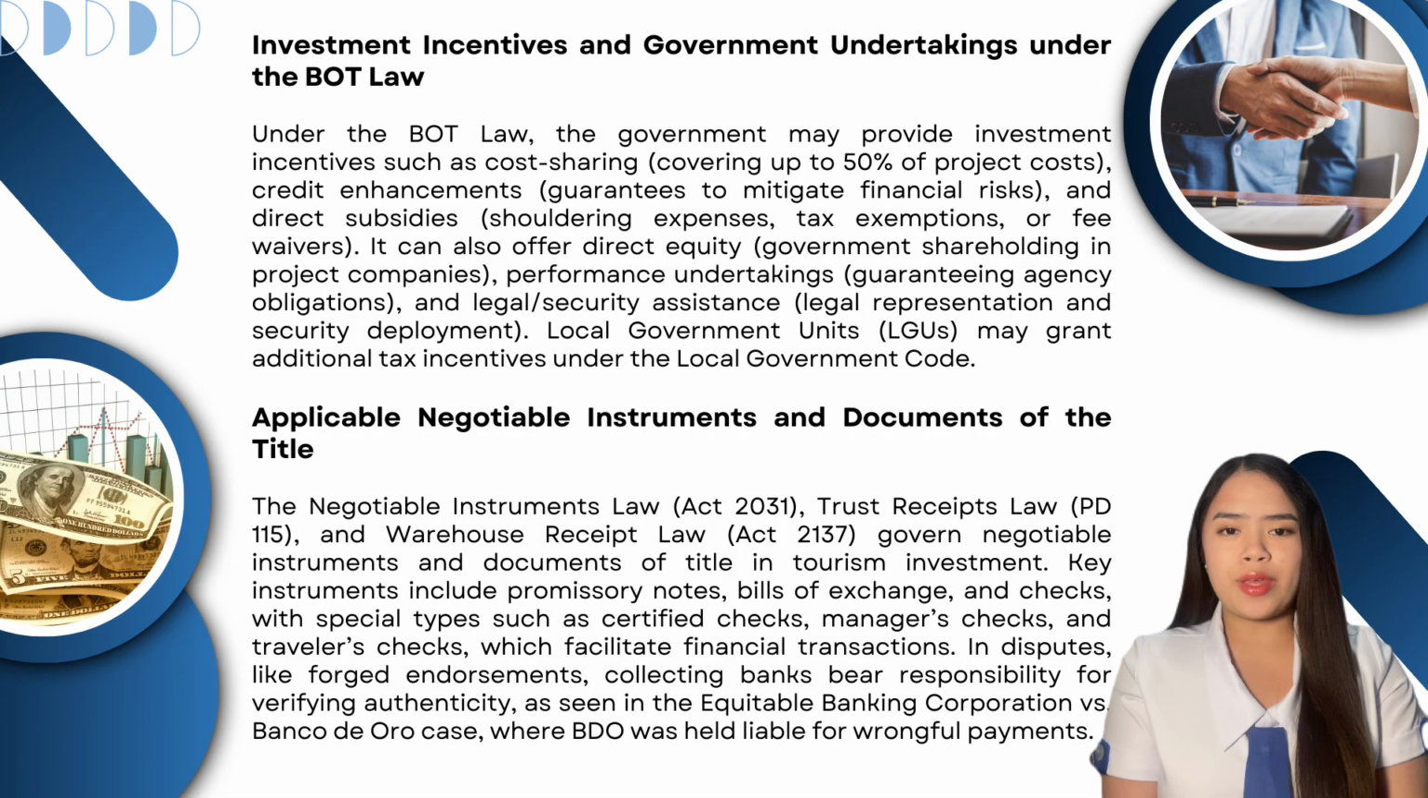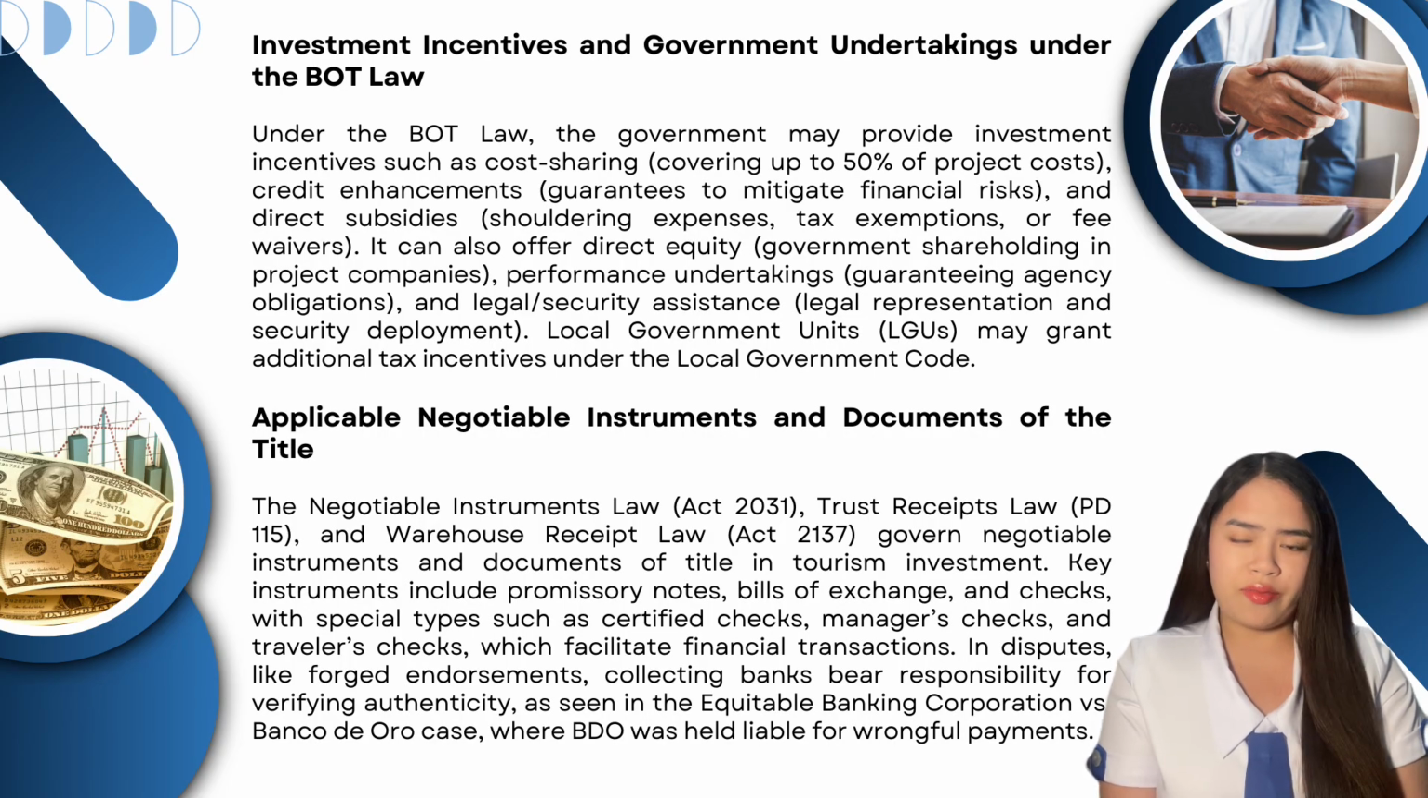Investment incentives and government undertakings under the BOT law. Under the BOT law, the government may provide investment incentives such as cost sharing, covering up to 50% of project costs, then credit enhancement, guarantees to mitigate the financial risk, and direct subsidies, shouldering expenses, tax exemptions, or fee waivers. It can also offer direct equity, government shareholding in project companies, performance undertakings, guaranteeing agency obligations, and legal or security assistance, legal representation, and or security development. Local government units, or LGUs, may grant additional tax incentives under the Local Government Code.